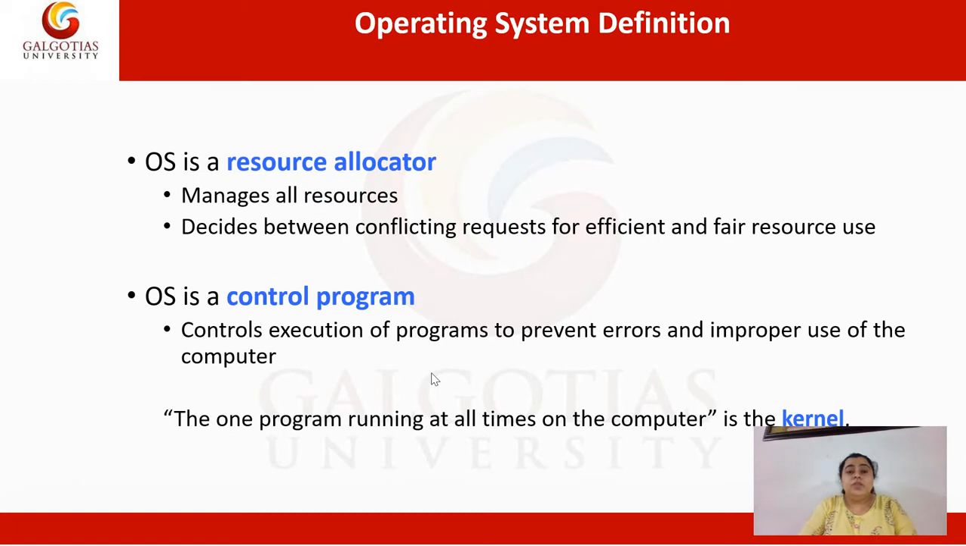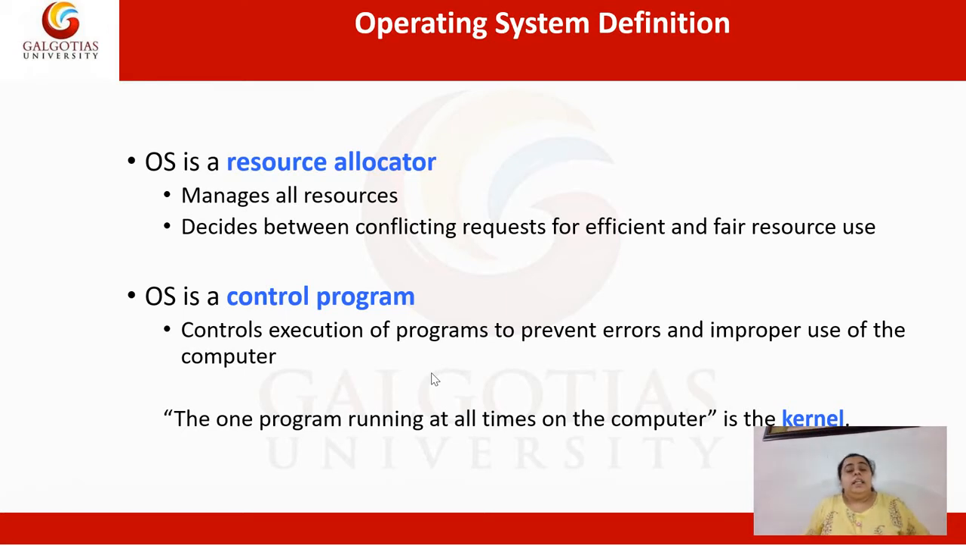So, the operating system is a resource allocator. It manages all the resources, and as I said, anything in a computer is a resource: CPU, input and output devices, memory, all these are resources. Also, it decides between conflicting requests for efficient and fair resource usage. There may be a possibility that I am requesting and you are requesting for the same thing, but there are limited resources associated with it. So which one will get the resource first? Probably the one with the higher priority will get the resource first, right?